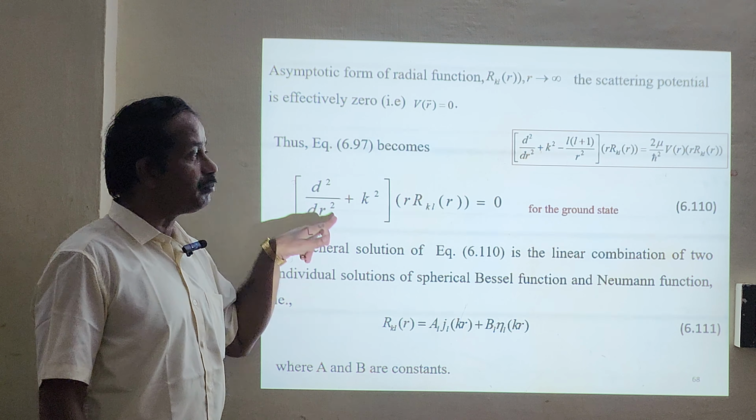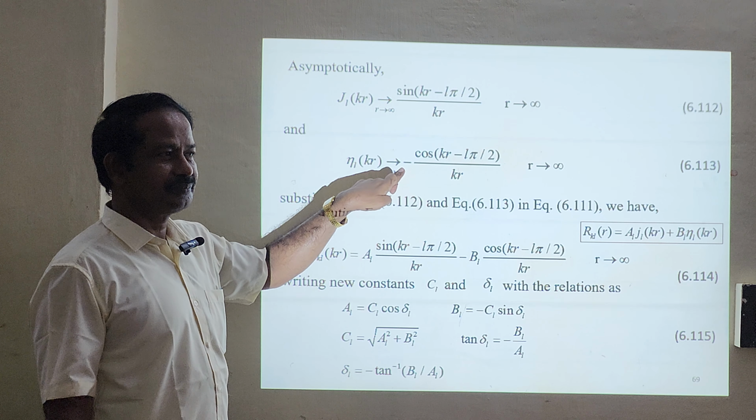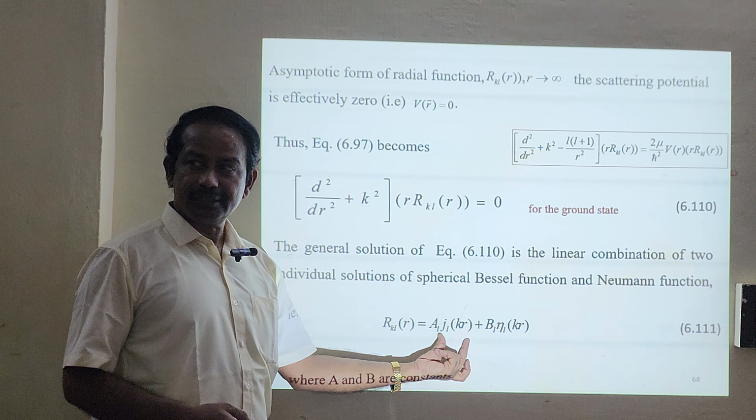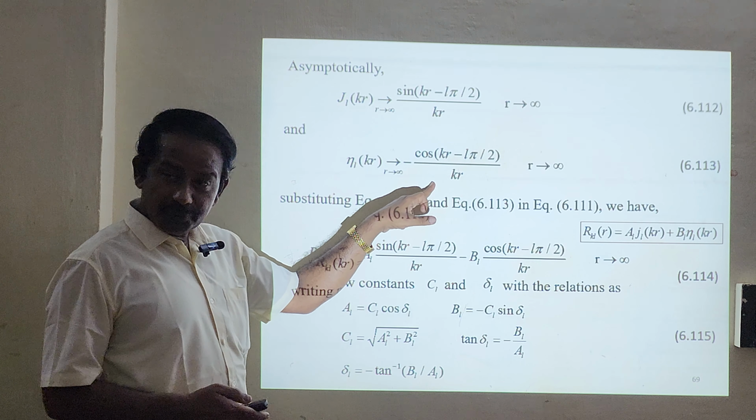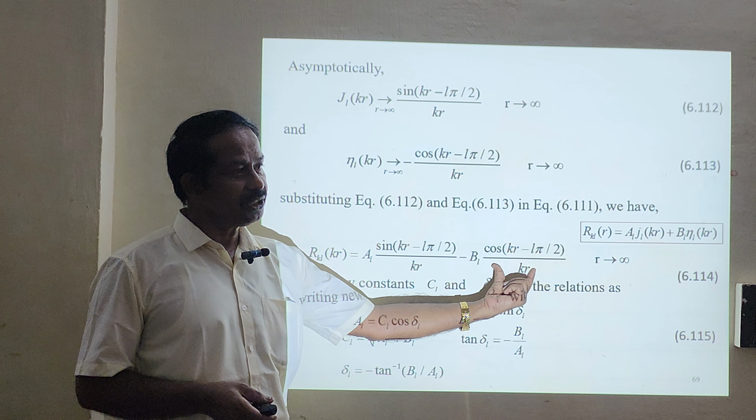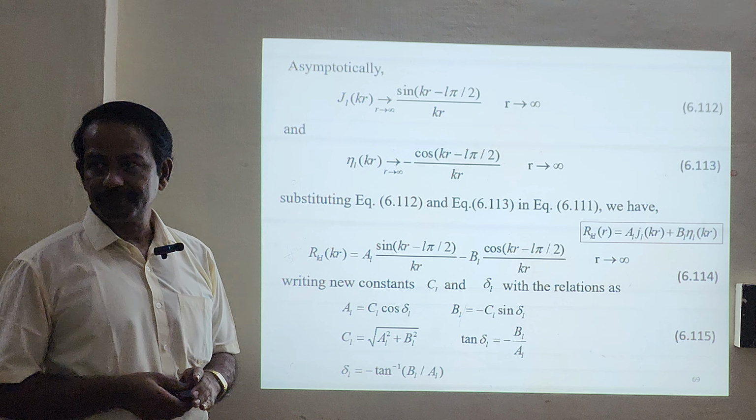Asymptotically, the Bessel function is expressed in terms of sine, and the Neumann function is expressed in terms of cosine with a minus sign. I repeat, we know already that the Bessel function is expressed in terms of sine, and the Neumann function is expressed in terms of cosine when r tends to infinity. Now together, you substitute in this equation for the complete solution. That will give us equation 6.114. So this is the complete solution.